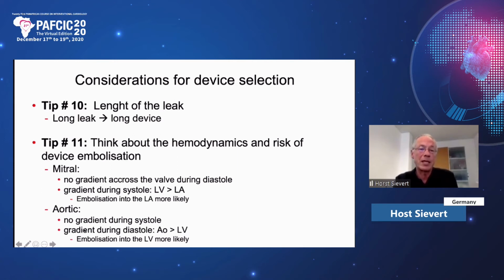And then in the aortic position, there's no gradient during systole. There is a gradient during diastole, and obviously the pressure in the aorta is higher than in the left ventricle. So in this case, embolization into the left ventricle is much more likely. And again, this helps to guide you where to position the device in a case where you could place it either more towards the aorta or more towards the left ventricle.